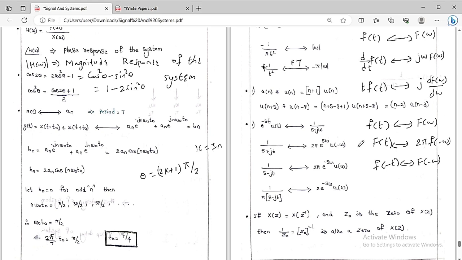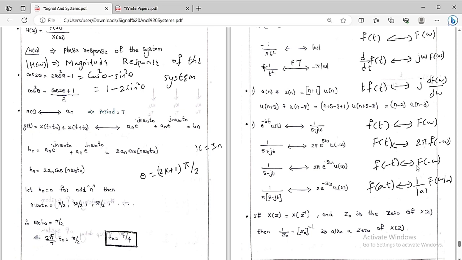So you want to remember only one thing. If f of t has Fourier transform F of omega, then capital F of t has Fourier transform 2 pi into small f of minus omega. This is called the duality principle. And f of minus t has the Fourier transform F of minus omega. But if you want to memorize the general formula, then f of at has the Fourier transform 1 by mod a into F of omega by a, where a can be positive, or negative, or any value.